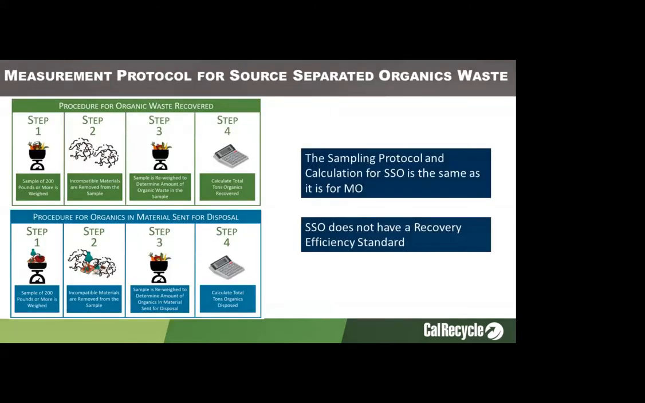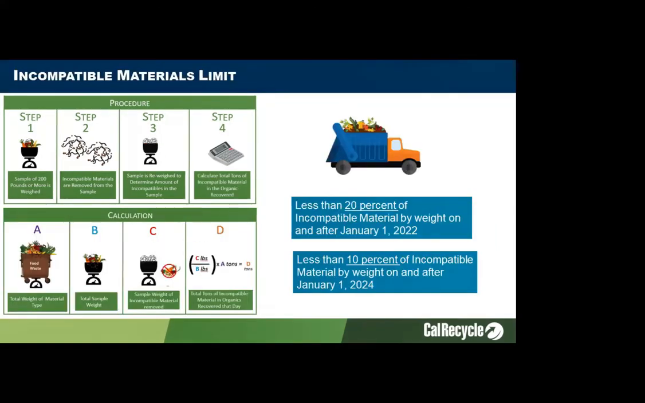The sampling protocol and calculations for the SSO is the same as it is for the MO. Again, the SSO does not have to comply with the recovery efficiency standard, but will have to demonstrate if it meets the incompatible material limits. The incompatible materials limit is the cleanliness standard for material recovered from the MO and SSO that is sent to market or for further processing. It is calculated at the back end before the material leaves the site, and is determined by performing the same measurement protocol described earlier for the MO.